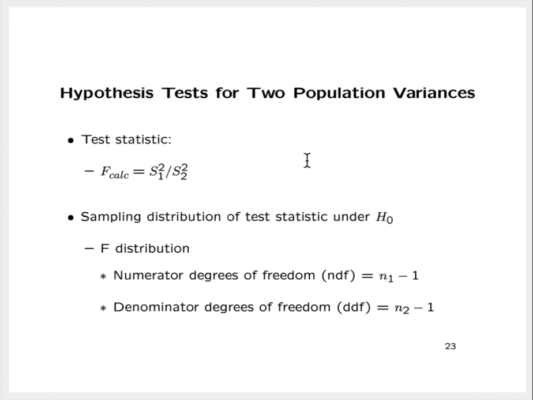All right, and so the test statistic that we'll use will be the ratio of the sample variances, and we're going to call this F-calc. We'll call it F-calc because we're going to get the critical points from the F distribution. The sampling distribution of this test statistic under the conditions of the null hypothesis: the test statistic has an F distribution, and in particular, it's got an F distribution with numerator degrees of freedom given by n1 minus 1 and denominator degrees of freedom n2 minus 1.